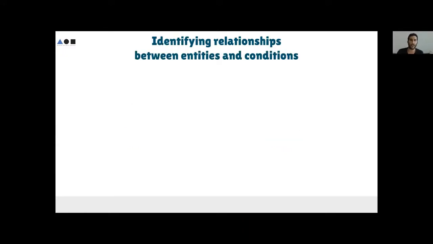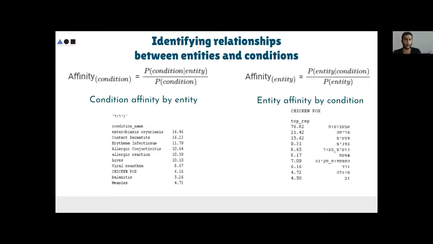Now we have a different challenge, identifying relationships between entities and conditions. We chose to use affinity for this purpose. We take the conditional probability and divide it by the overall probability. Let's take a look at two examples. Let's say we have a representative entity, Girud, and let's see what conditions got the higher affinity: enterobiosis, dermatitis, allergic reaction, hives, chickenpox. Makes sense.